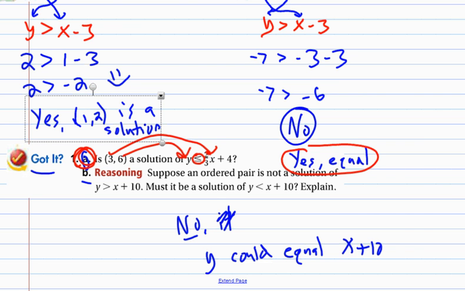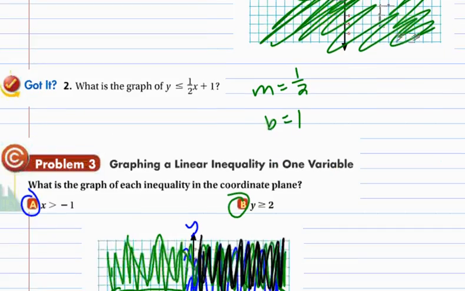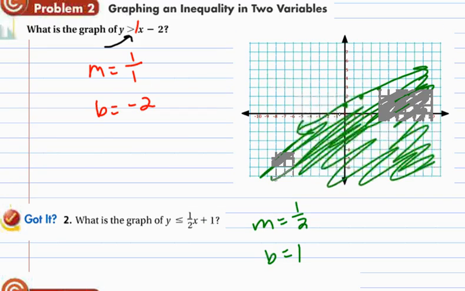All right, and then the got it question for the graphing part. I graphed this one right here. So the starting point is 1, that's the y-intercept. Slope is up 1 and over 2, and it's a less than or equal to, so it's a solid line and everything is shaded underneath it. All right, that is the graphing problem.